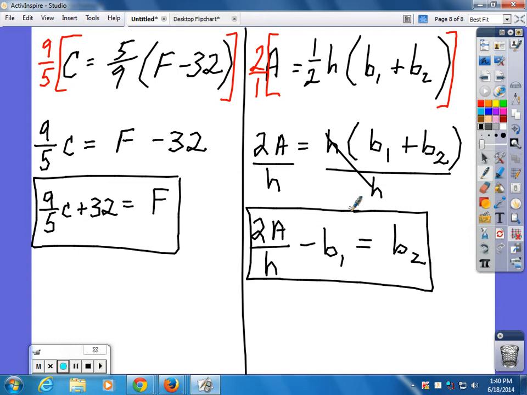So is that the same thing as 2a minus B sub 1 over h? Yeah. Put it all in one. Well, no. You've got to have that B sub 1 by itself. It can't be all over h. You can't put the B sub 1 over h unless you do something else.